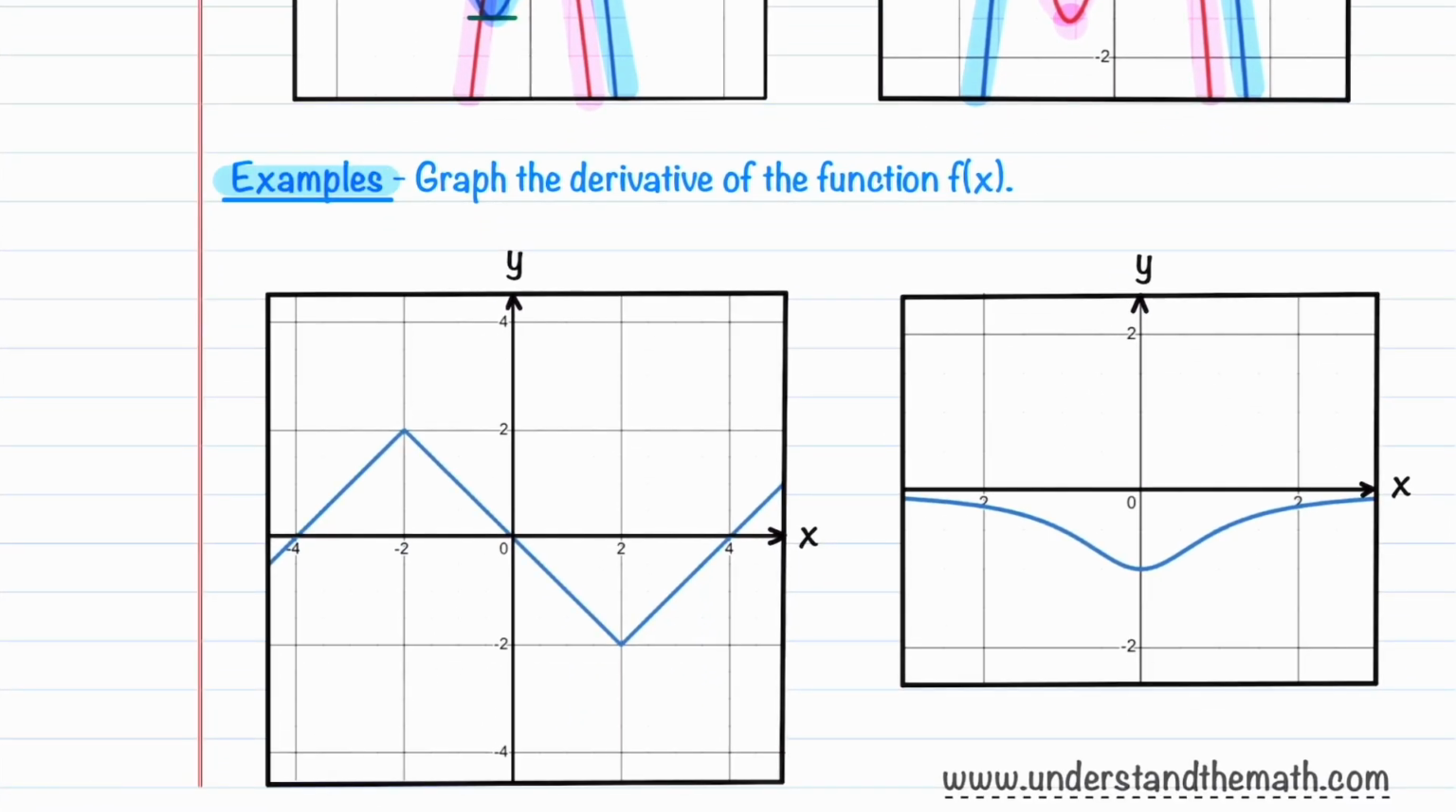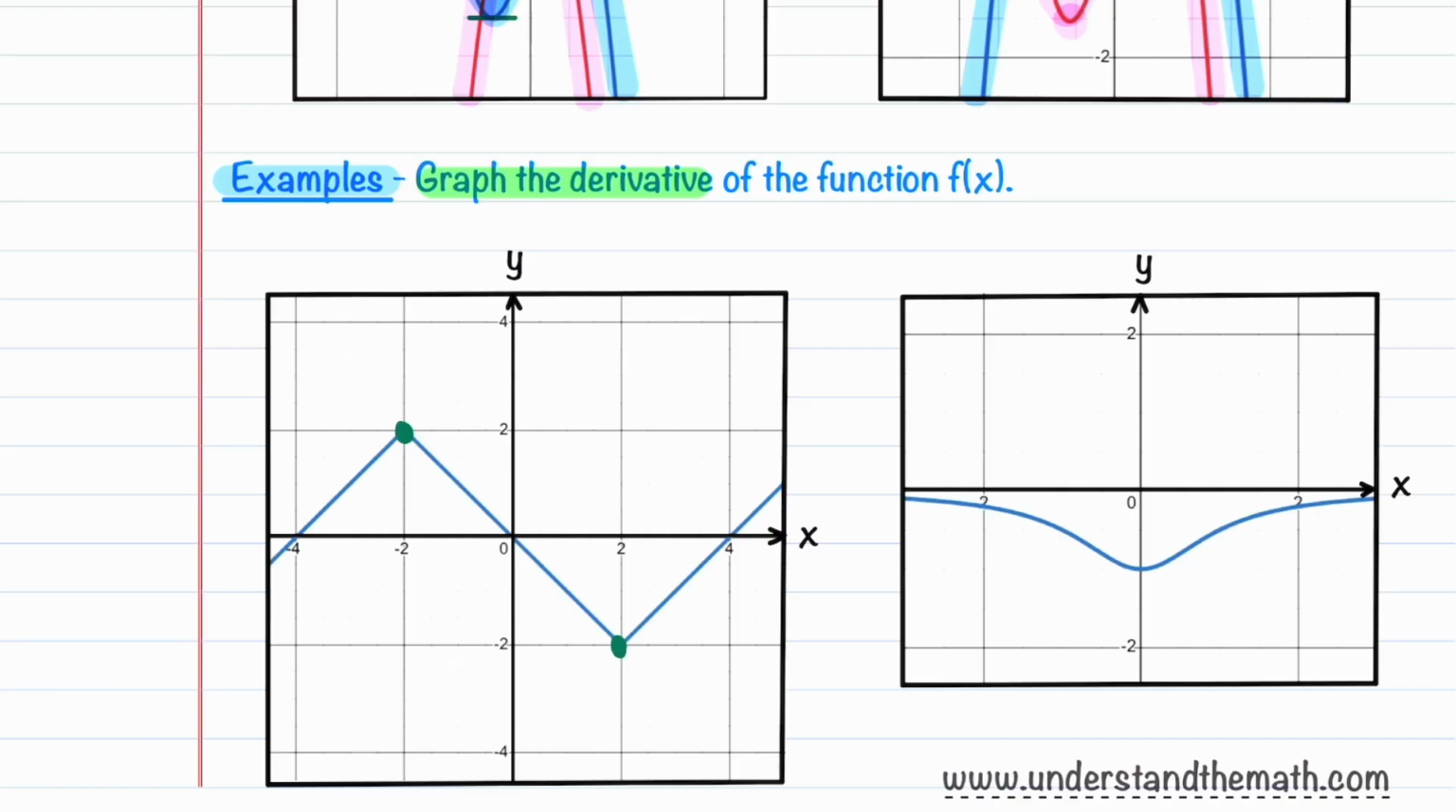Let's now look at some examples where we are only given the function and we want to graph the derivative. We're going to first look at the graph on the left. Notice on that graph that we have no point where the slope is equal to 0. But we do have 2 points, one here and one here, where our function has what we call a corner, and that means that the derivative is not defined at that point. So our derivative, when x is -2 and x is 2, is going to have an open circle.